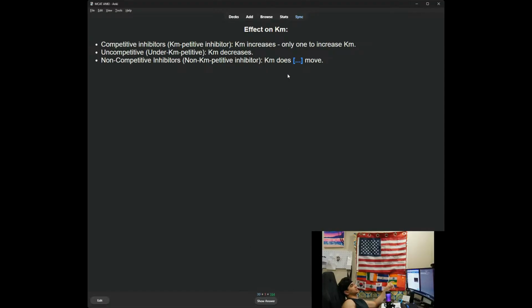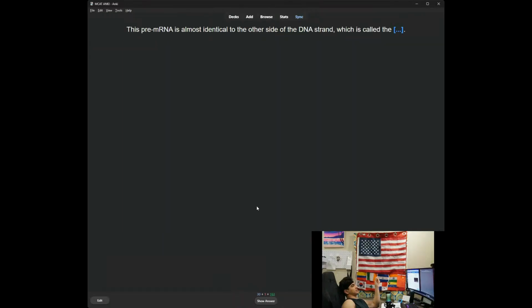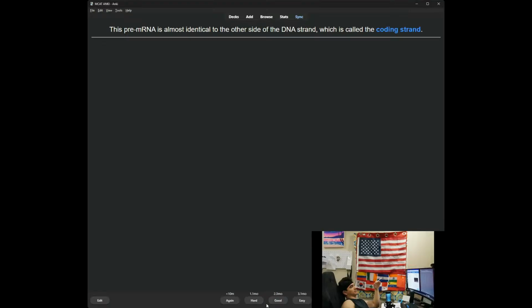Okay, so we got the mRNA, which is on the non-coding template strand, and it's almost identical to the coding strand, right? Coding strand or antisense strand. There we go. Boom, baby. Lock that in. Locked in.